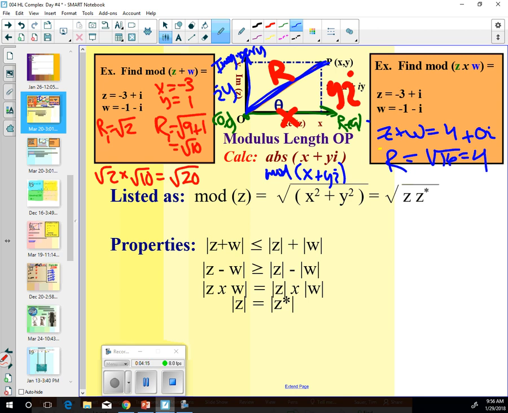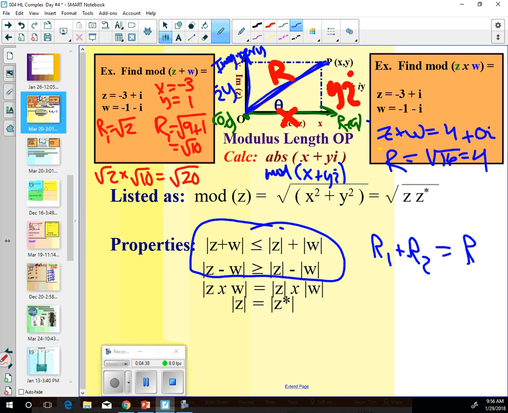Now, is the square root of 2 plus the square root of 10 equal to 4? No. So what we're saying here is that adding and subtracting doesn't work to add the modulus. You can't say that r1 plus r2 equals r of the total. Same thing with subtraction.